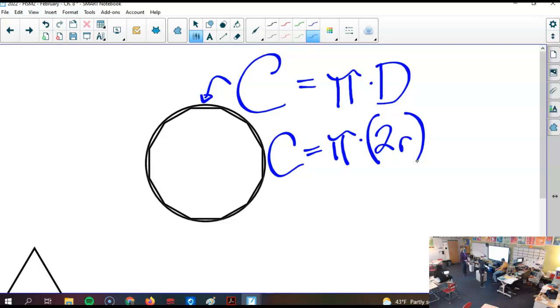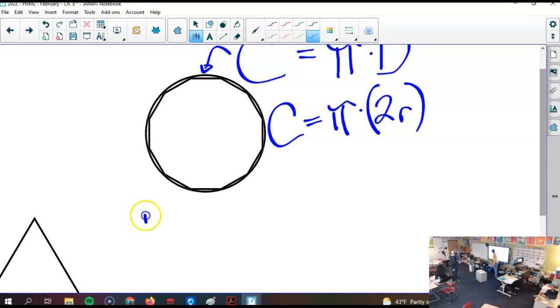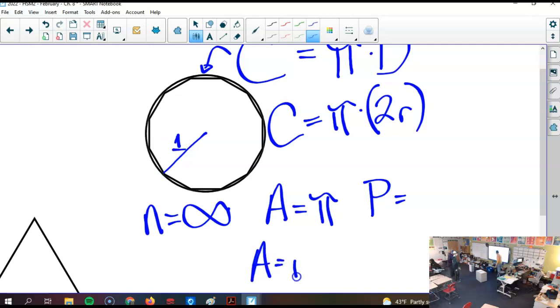So what Jake is saying is he added a column to his table. If there are infinitely many sides, so if n equals infinity, then the area is pi, and the perimeter is 2 pi. If we keep our radius as 1. It works for all radiuses if we say pi times radius squared, and the perimeter is 2 times pi times the radius.